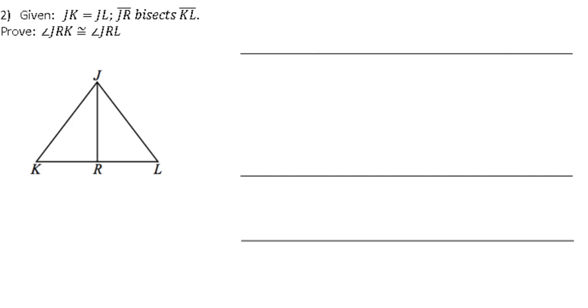Next proof. We are given that JK is equal to JL, and JR bisects KL. First things first, write in your givens. Pause this as you need, but I'm going to keep cruising. So next, what do we know?